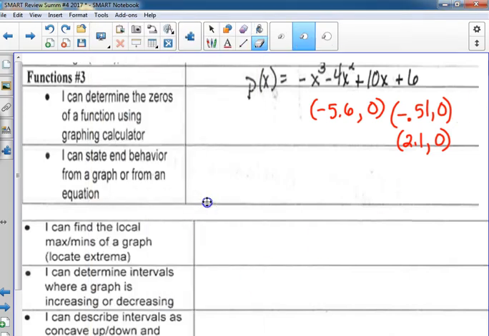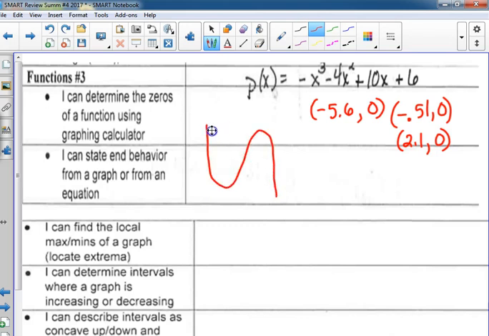Okay. So it's like this, right? I just want to be able to label some points on my screen here. I don't really care about the zeros. What I care about for our purposes here in a second are going to be the max and the min, and we're going to estimate an inflection point.